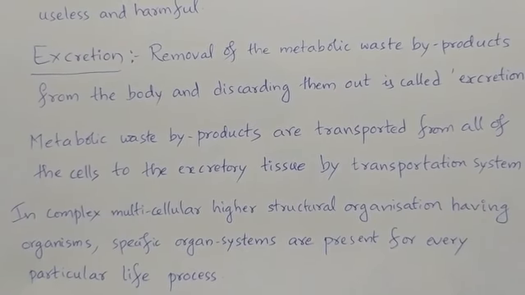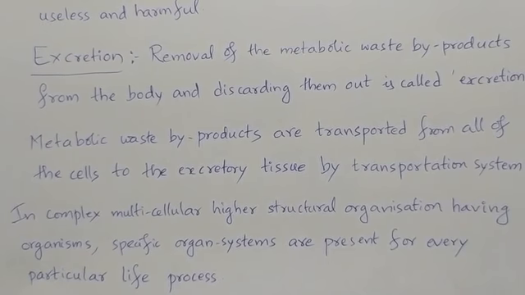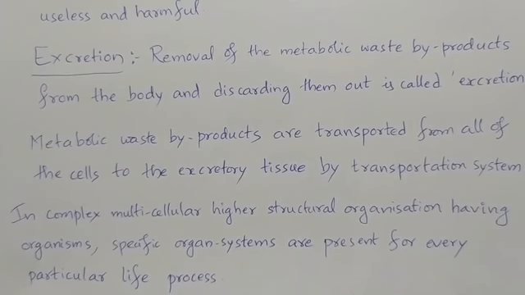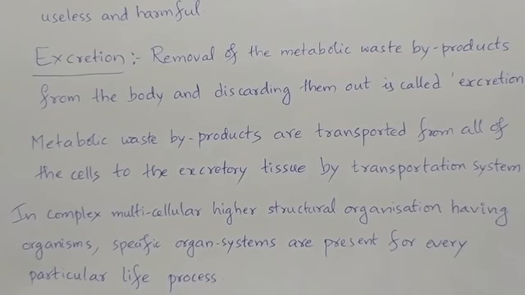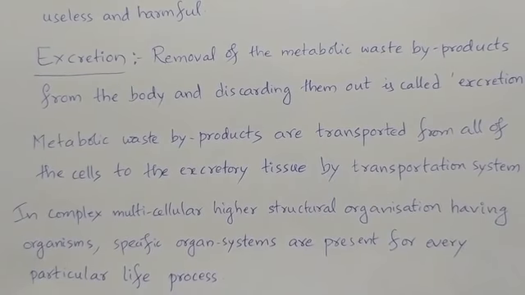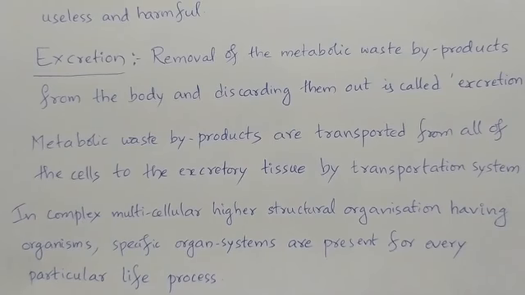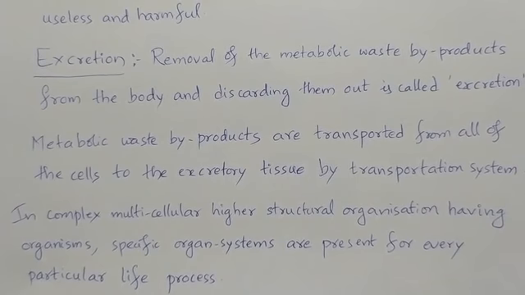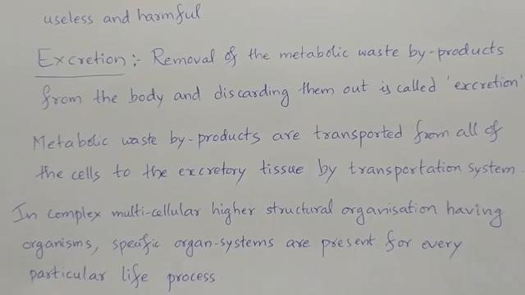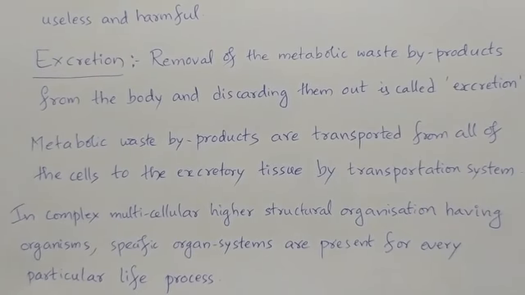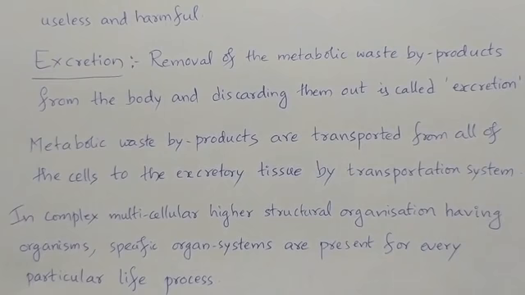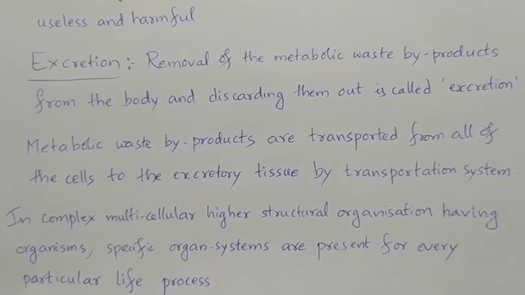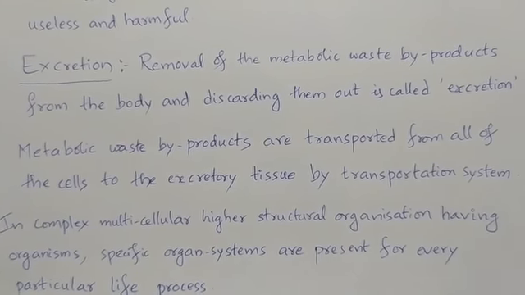In complex multicellular organisms having higher structural organization, there are certain specific organ systems which are meant for each and every specific life process. For nutrition, there is one particular organ system. For respiration, there is one particular organ system. For transportation, there is one particular organ system. And for excretion, there is another particular organ system. So in complex multicellular organisms having higher structural organization, specific organ systems are present for every particular life process.